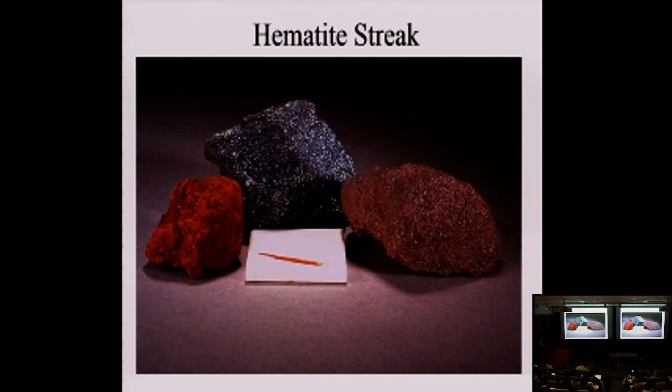And this is a streak plate. This is the unglazed bathroom tile. And regardless of which of these you streak on the unglazed bathroom tile, you get a bright red streak. So again, that would make sense for the mineral on your left, but for the mineral in the center, to get a red streak out of a silvery gray mineral, you know exactly what it is.